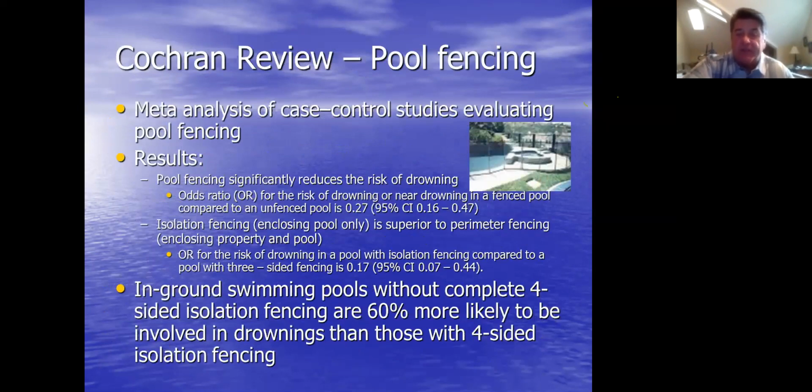This is a very fancy study that was done that involves meta-analysis and control studies to evaluate pool fencing. A lot of fancy conclusions, but essentially what it concludes is you put a fence around a pool and the chances of a child drowning are significantly lower. So in-ground swimming pools without complete four-sided isolation are 60% more likely to be involved in drowning than those with four-sided isolation. There's two ways to prevent drowning with fences.